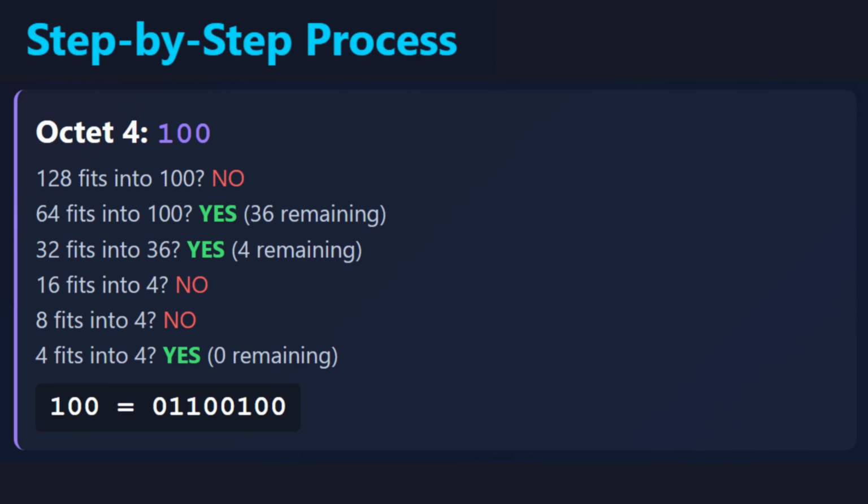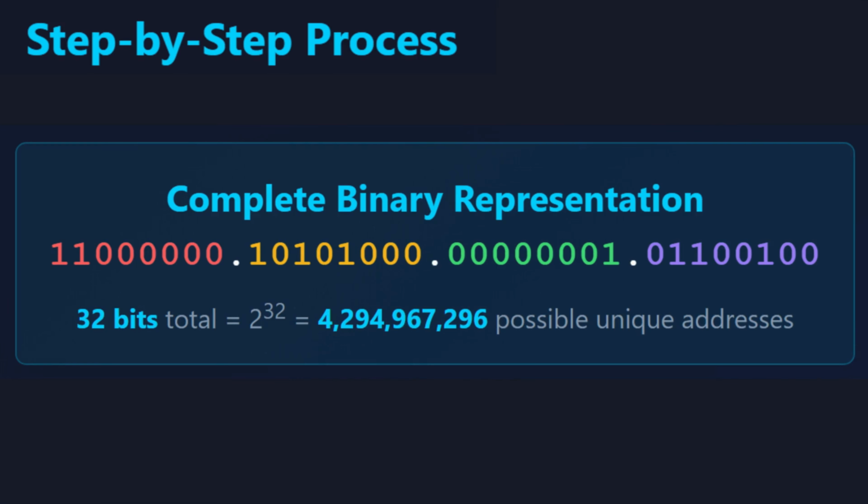For 100, does 128 fit? No. 64? Yes. And we have 36. So then does 32 fit? Yes. And we have 4 left over. Does 16 fit? No. Does 8 fit? No. Does 4 fit? Yes, and that leaves 0. So 100 in binary is 01100100.